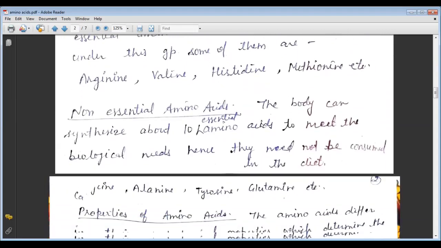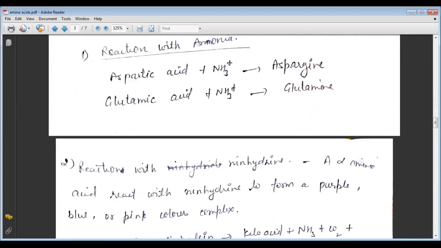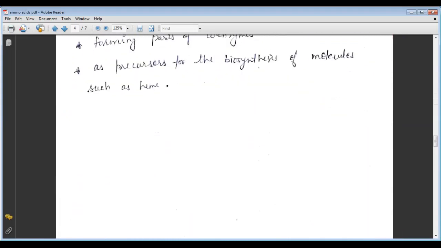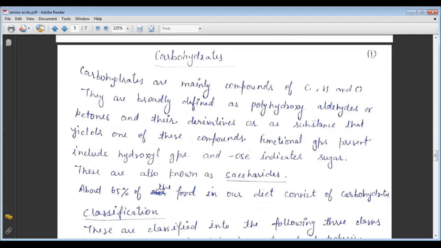Then come the properties of amino acids, some physical and chemical properties, and after that there are some uses of the amino acids. So now come to the next topic, which is related to our biomolecules. So these are the carbohydrates.